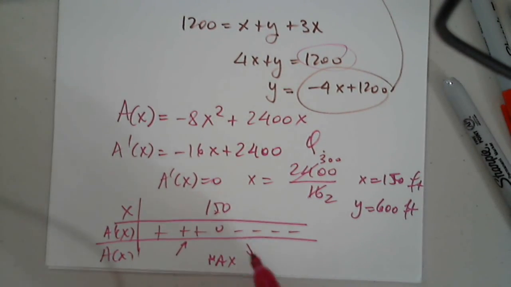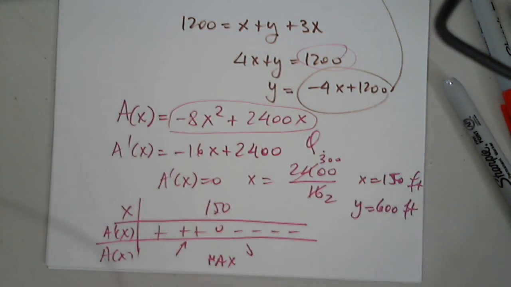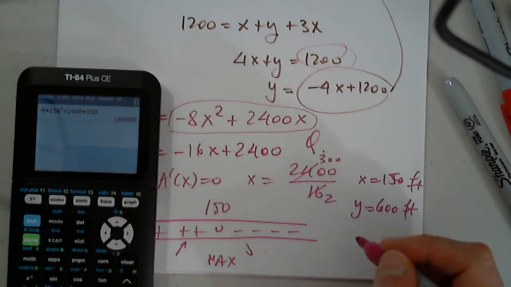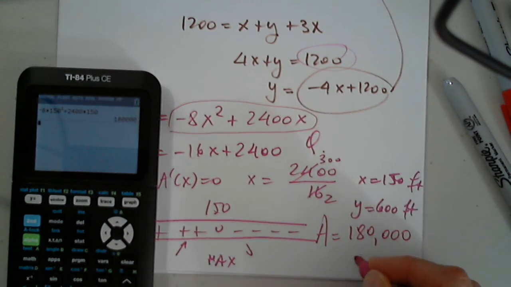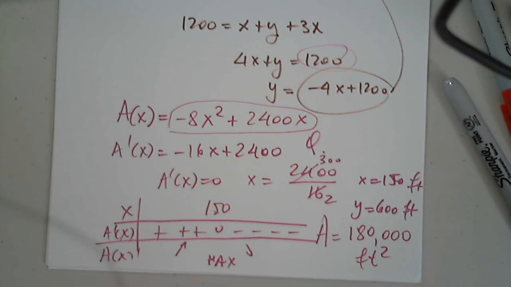If they want us to find the maximum area, then here we have to replace x by 150. So negative 8 times 150 squared plus 2,400 times 150, and I got the maximum area, 180,000 square feet. Very good problems.